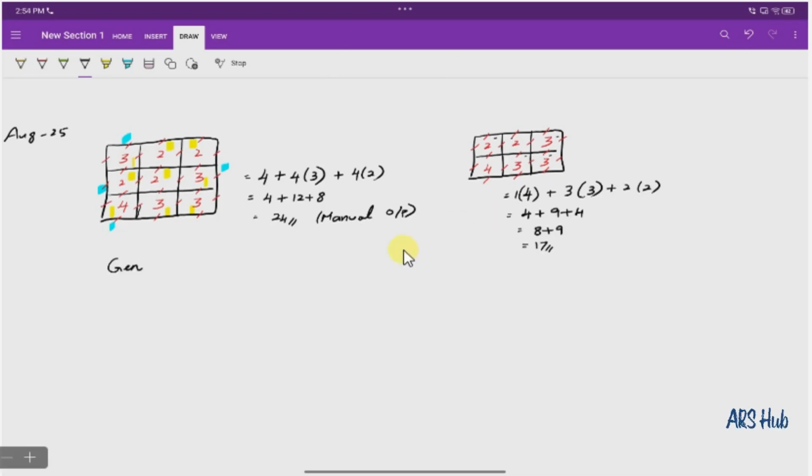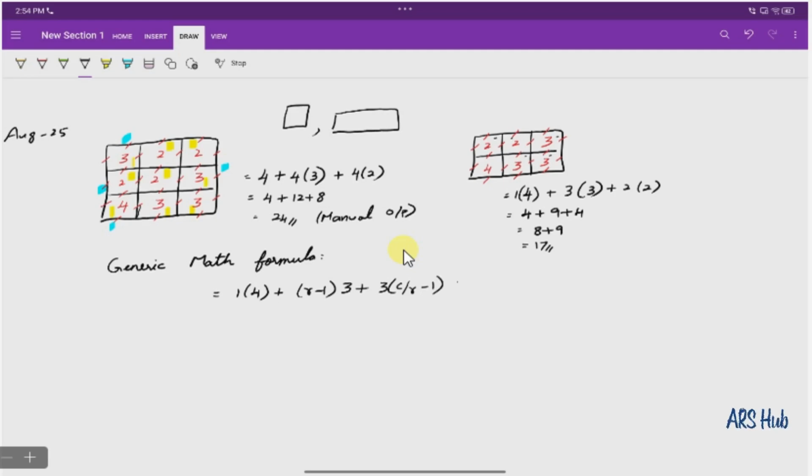The generic mathematical formula, which can be extended for squares and rectangles based on these two models: 1 into 4 plus r minus 1 into 3 plus 3 into cells per row minus 1 plus 2 into cells minus 1 minus r minus 1 minus cells per row minus 1.